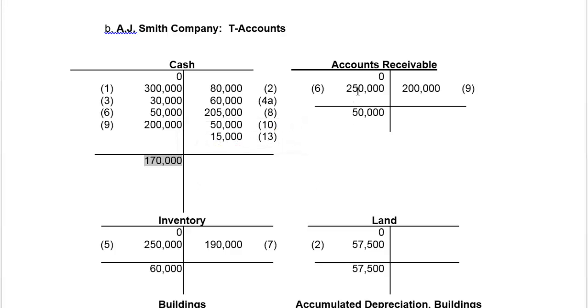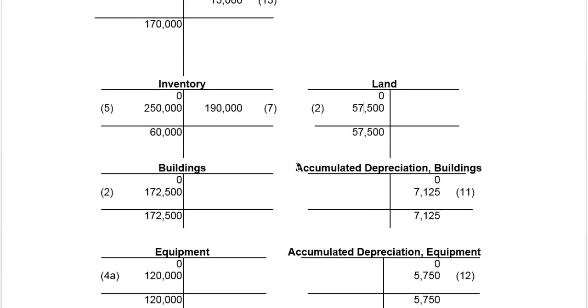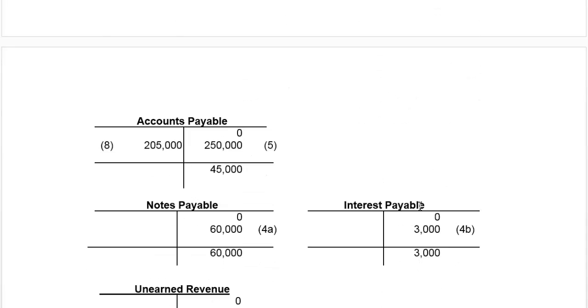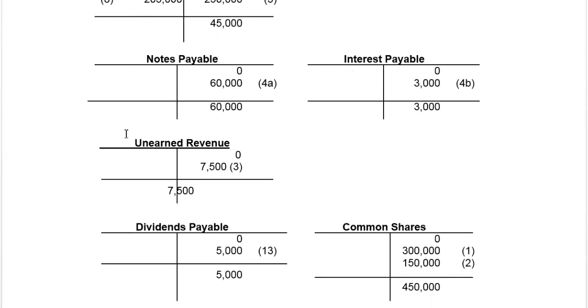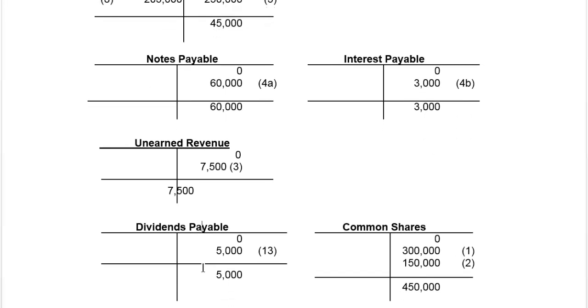Right? You do the same for all of the balance sheet accounts: accounts receivable, inventory, land. There was only one adjustment to land. And notice here, instead of crediting the building for your 7125, we now set up our accumulated depreciation account for the building, and we do the same for our equipment. Notice here, even for accounts payable, now that we've done the assets, we look at the liabilities, of which we have 5. We have accounts payable, notes payable, interest payable, unearned revenue, and last, dividends payable, right?